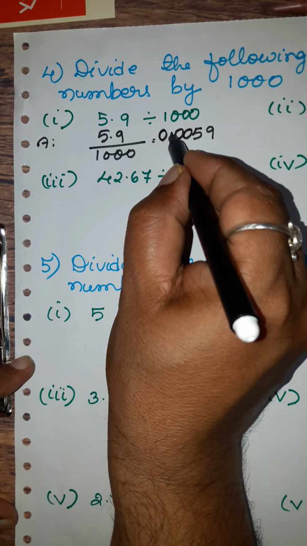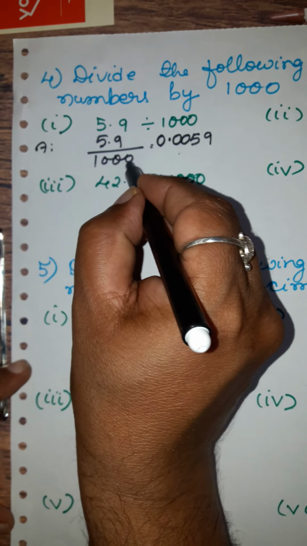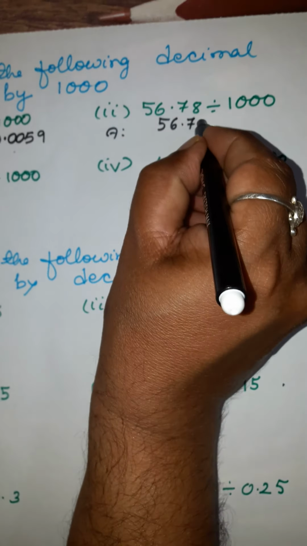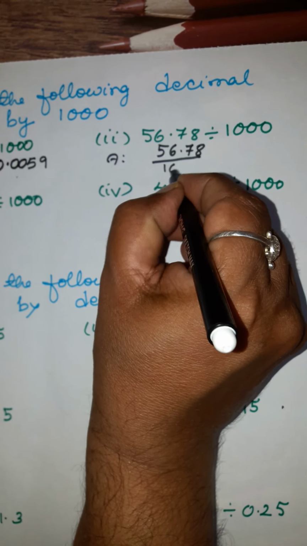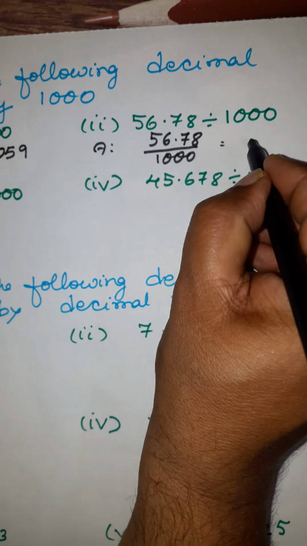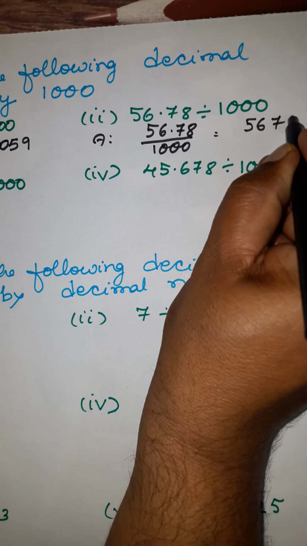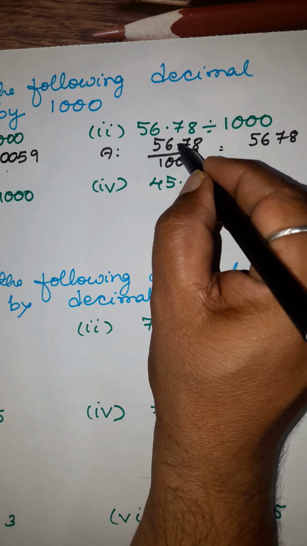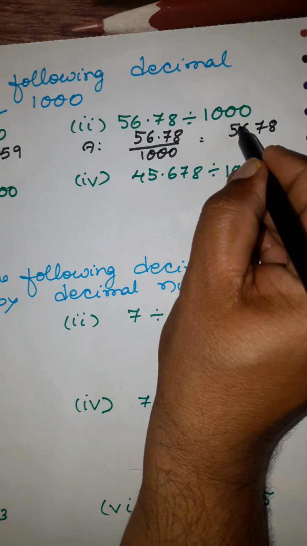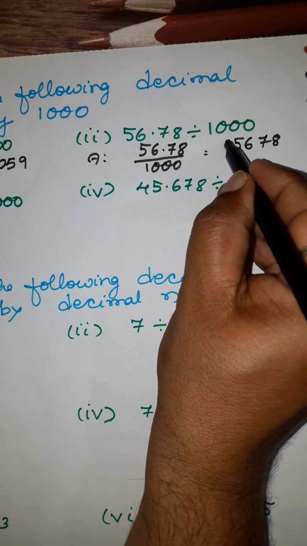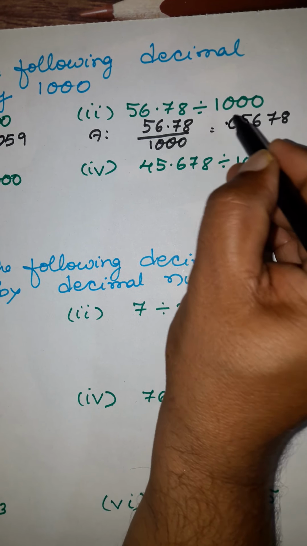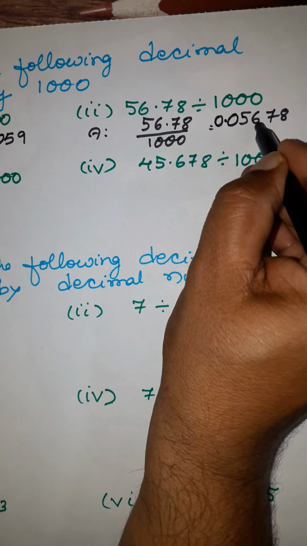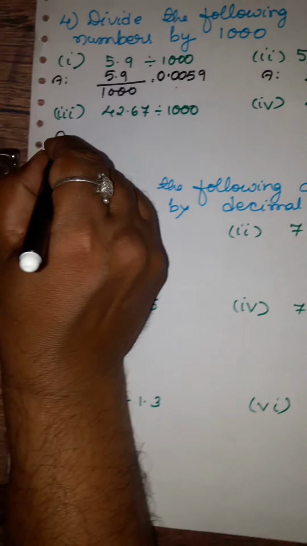1, 2, 3. Put point and 0, because after 1 there are 3 zeros. Here 56.78 divided by 1000. You write 5678. So I want to move decimal point to the left by 3 places. 1, 2, 3. Put point, then 0. So answer is 0.05678.